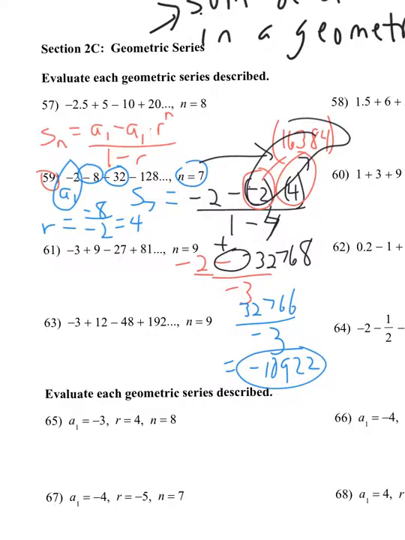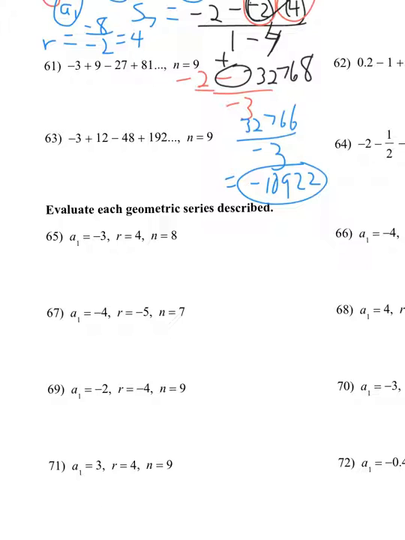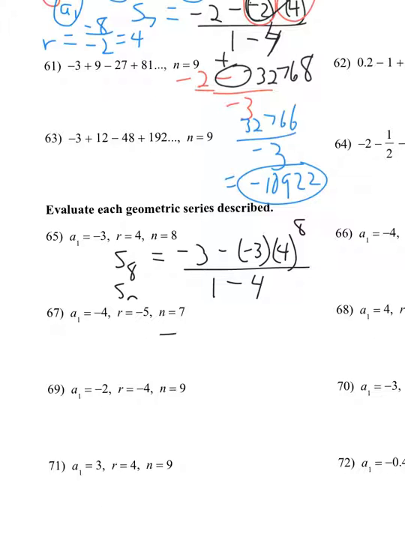Okay, then let's go down and do 65. Basically the same type of problem. So we're going to do S8, or you could call it Sn, and we do a1 minus a1. So negative 3 minus negative 3 times r, which is 4, to the n power, which is 8, all over 1 minus r, which is 4. It's very similar to simplifying the one I just got done with. I'm going to do 4 to the 8th power, which is 65,535. I'm going to multiply that by my negative 3 here.